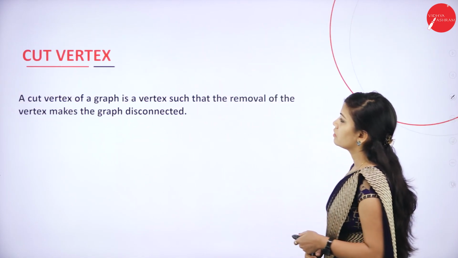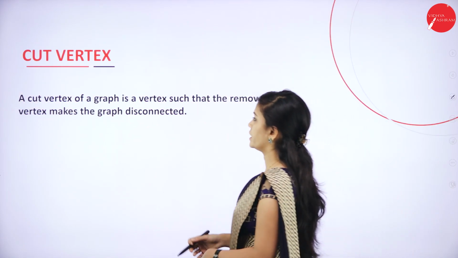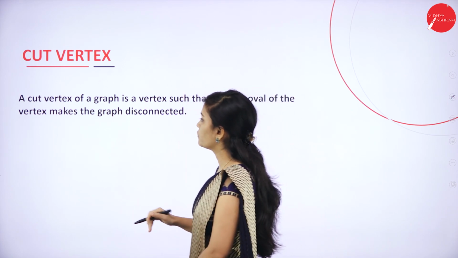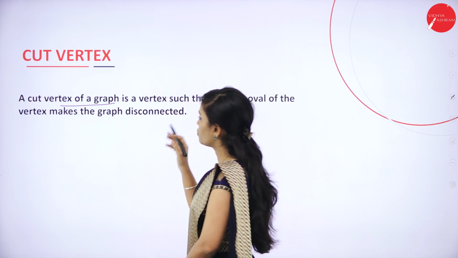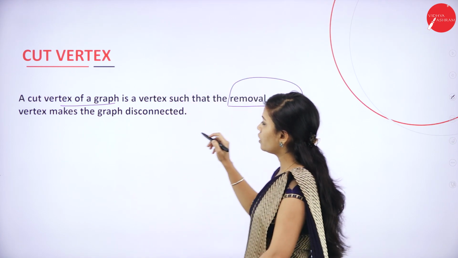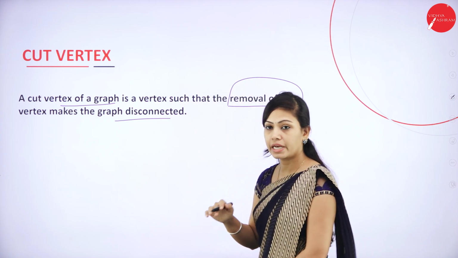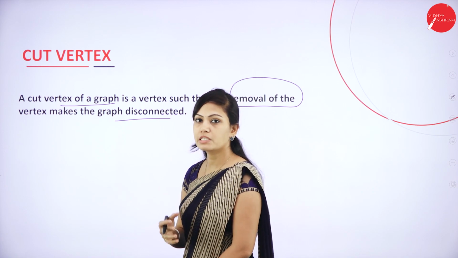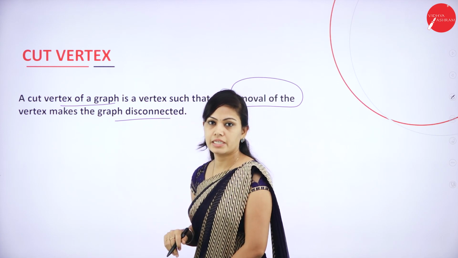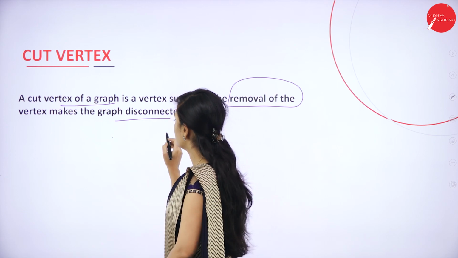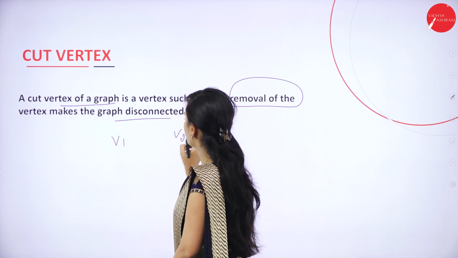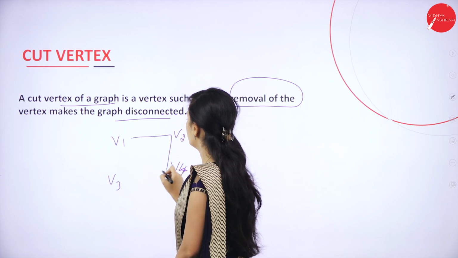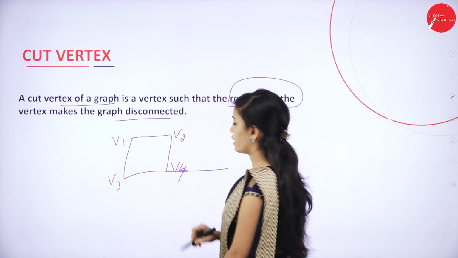So now, the first one is cut vertex. Removal of vertex means we are cutting one vertex in a given graph. A cut vertex of a graph is a vertex such that the removal of the vertex makes the graph disconnected. So for example, if you are removing a vertex and the graph becomes disconnected, right? Example: V1, V2, V3 and V4. So here I have one graph, right?